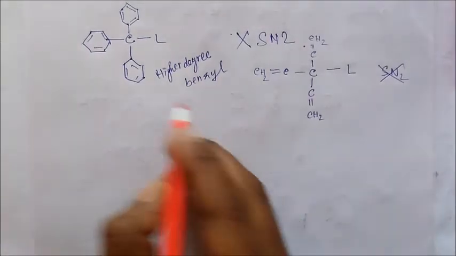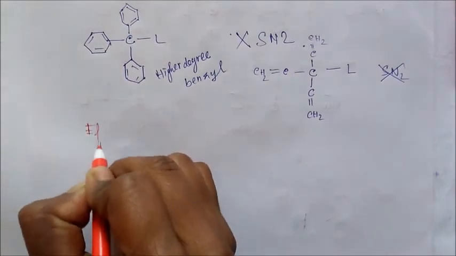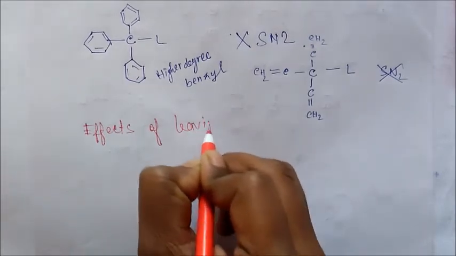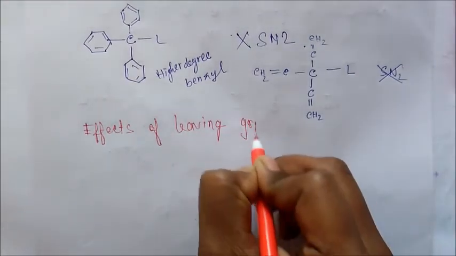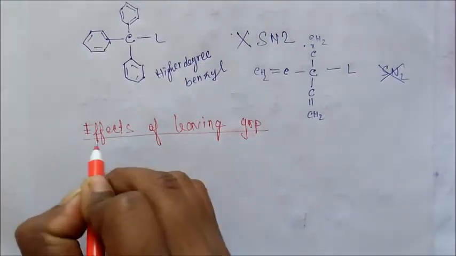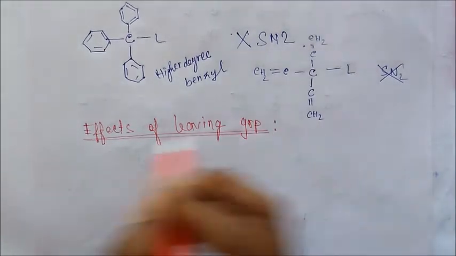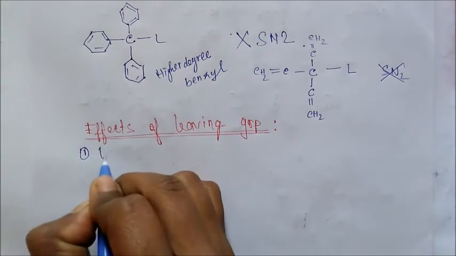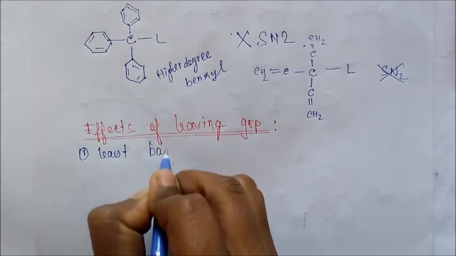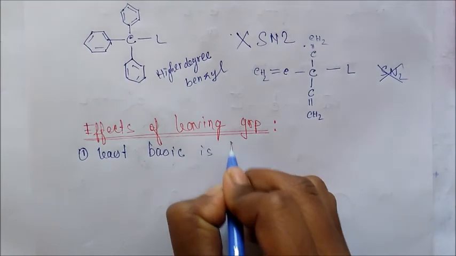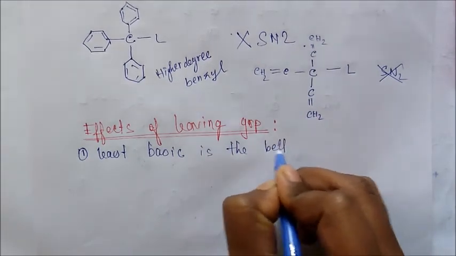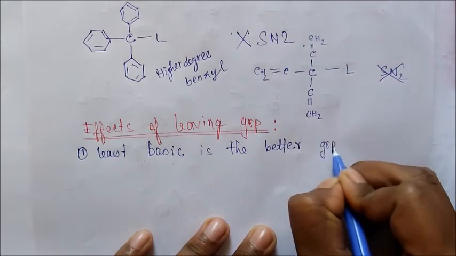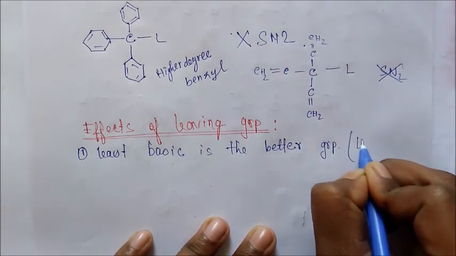Now we will see the effect of the leaving group. If you remember the ability of leaving groups in the SN1 reaction, it is the same in the SN2 reaction: the least basic is the better leaving group. Whatever we have learned in SN1 is the same here.